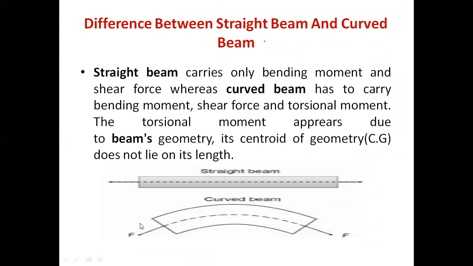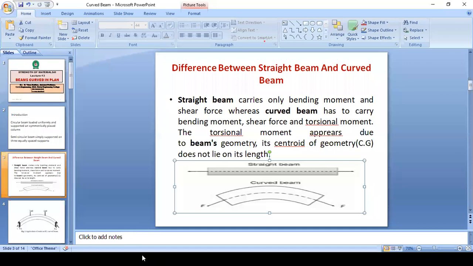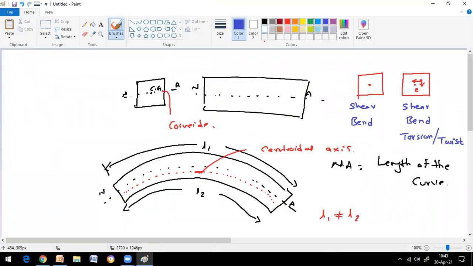What do you mean by that? Just now I showed you, the neutral axis and the central axis. These two are not lying in the same place. That's why torsion comes into the picture.